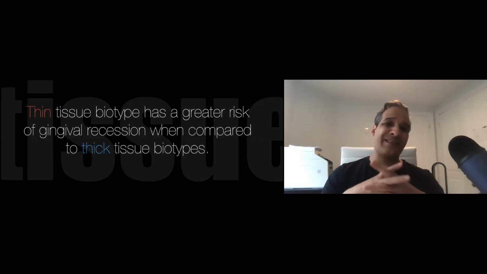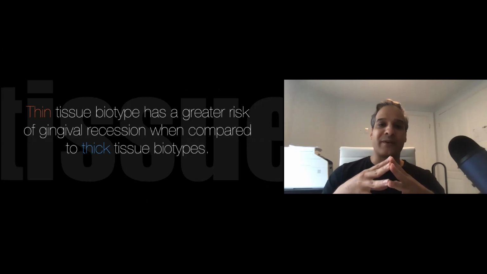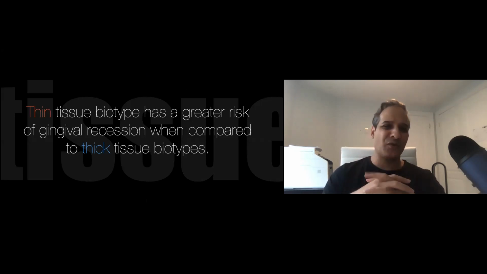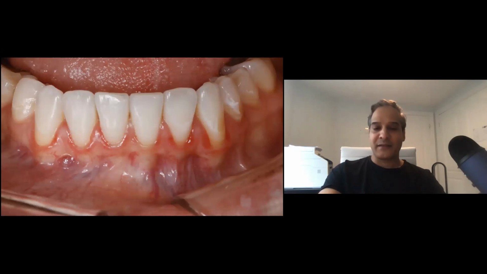Okay. So thin tissue biotype, we all know, has a greater risk of recession compared to thick tissue biotype. If you have thick tissue, you're more likely and more prone to having pocketing as opposed to actual gingival recession. In this image here, you can see a case. This is a lady that came to us. You can see some mild recession already starting on the canines and the laterals. This was a post-ortho treatment.